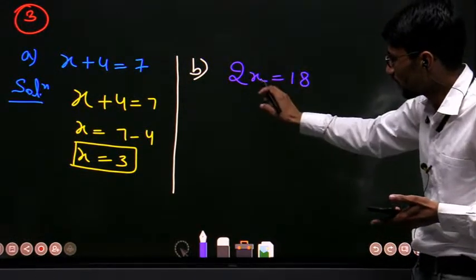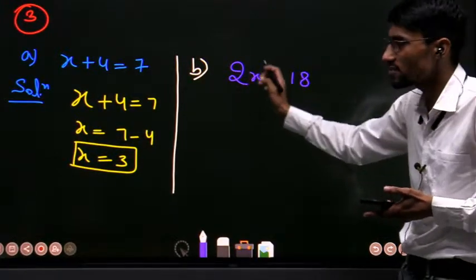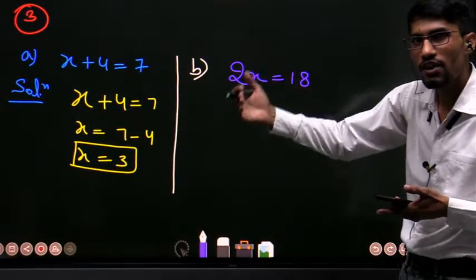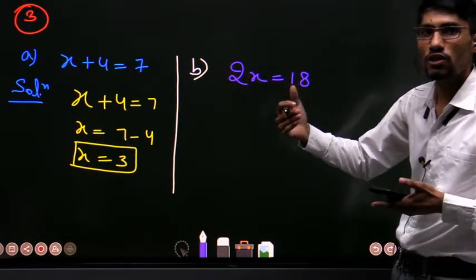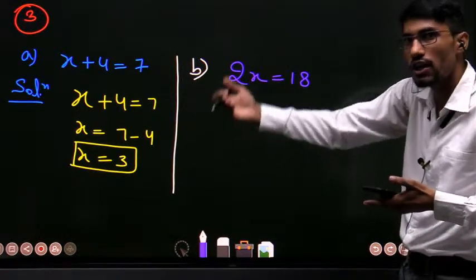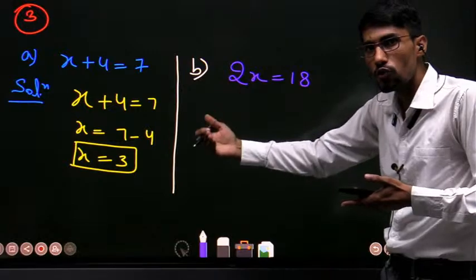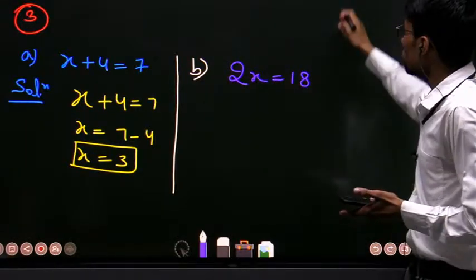So see, here x is there, and this x is multiplied by 2. When we have to simplify this equation, what do we have to do? This multiplication value, when we send it to the right hand side, multiply is converted into divide. You have to remember that.